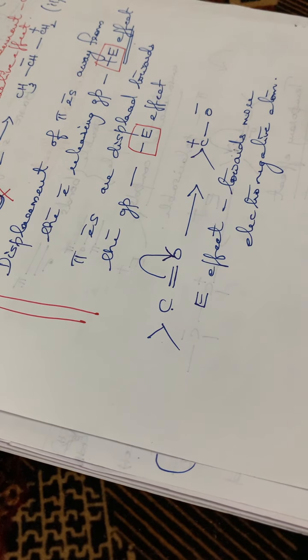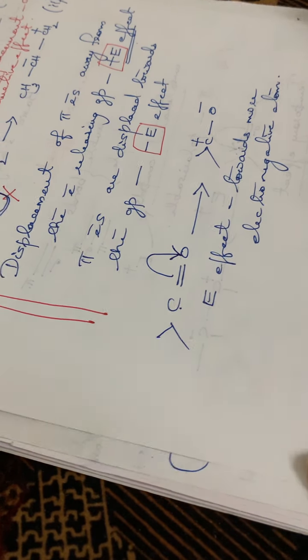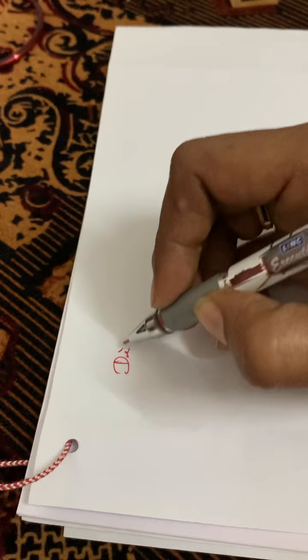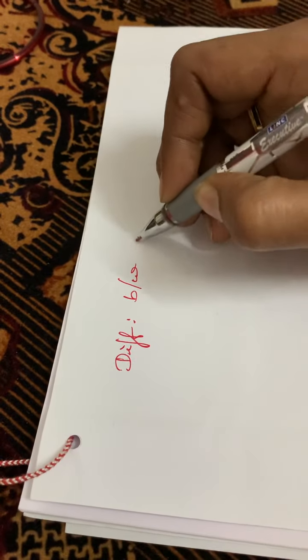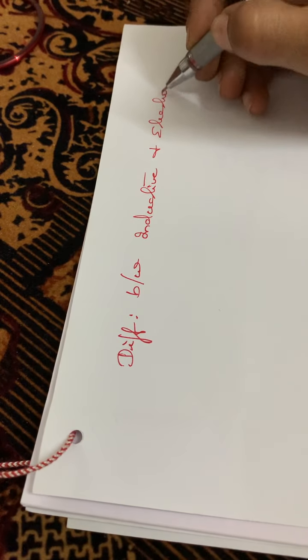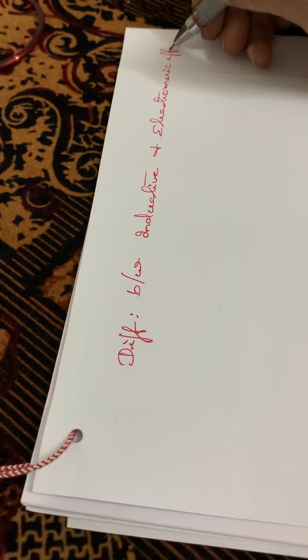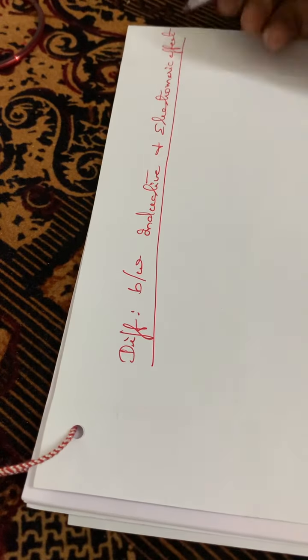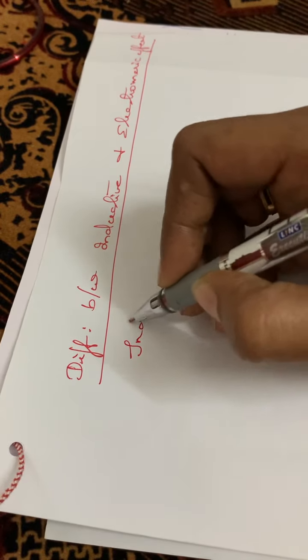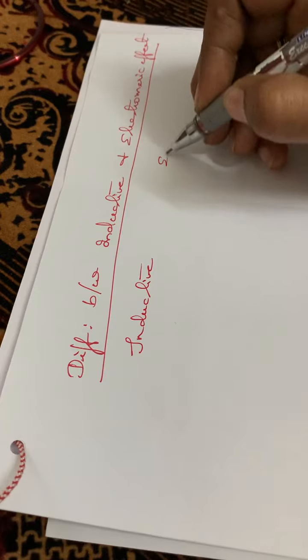Then the next one, we have to compare the inductive effect as well as the electromagnetic effect, or the differences between this inductive effect and electromagnetic effect. It is very important. Differences between inductive and electromagnetic effect. It is also very, very important. It is usually asked question. Okay, so you have to draw two columns. First column inductive, and you have to compare both inductive and electromagnetic effect.